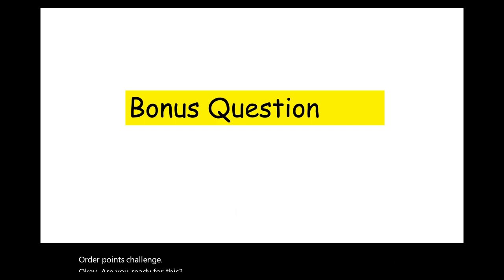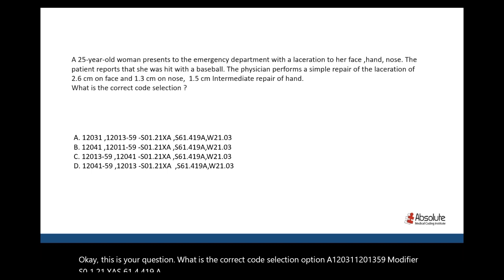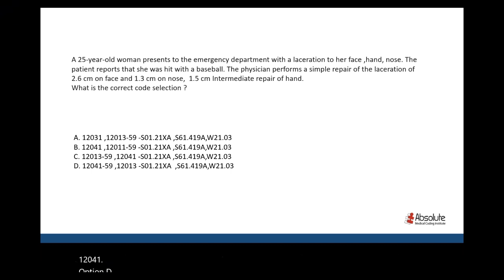Yes, let's do this. This is your question. What is the correct code selection? Option A: 12031, 12013 with modifier 59, S01.21XA, S61.419A, W21.03. Option B: 12041, 12011 with modifier 59. Option C: 12013 with modifier 59, 12041. Option D: 12041 with modifier 59, 12013.